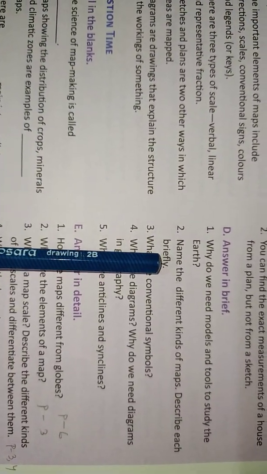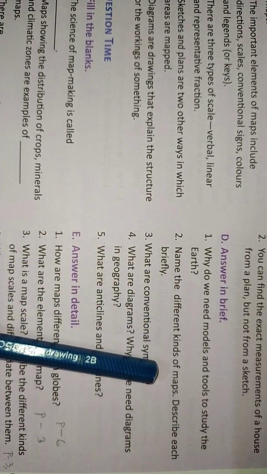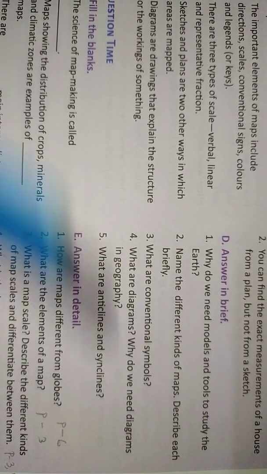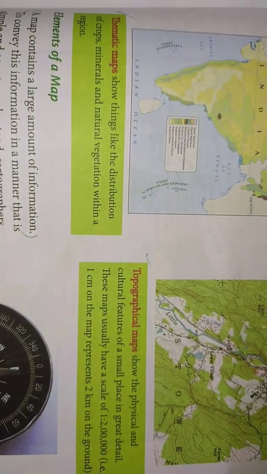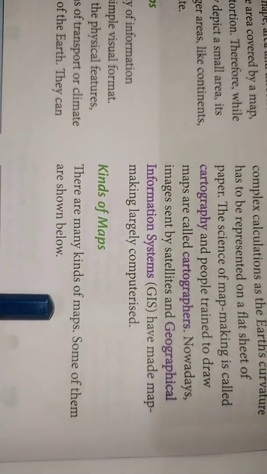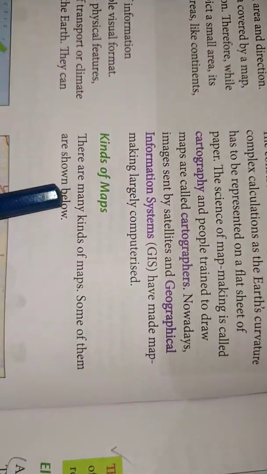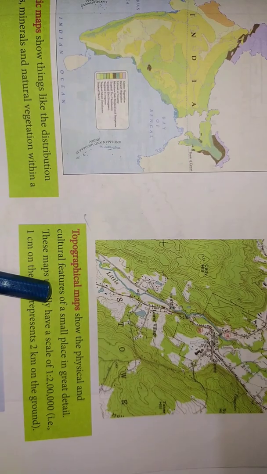Now the second question. Second question is, name the different kinds of maps. Describe each briefly. The answer is, there are many kinds of maps. Page number 2. The answer is, there are many kinds of maps. Some of them are political map, physical map, thematic maps, and topographical maps.